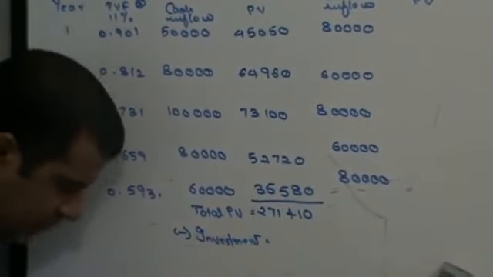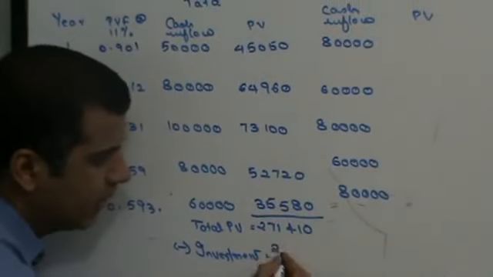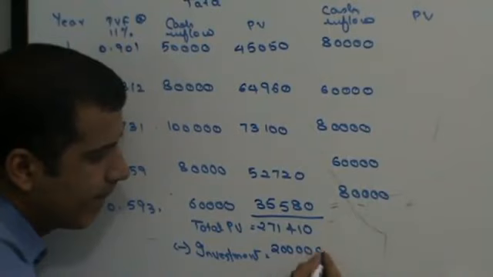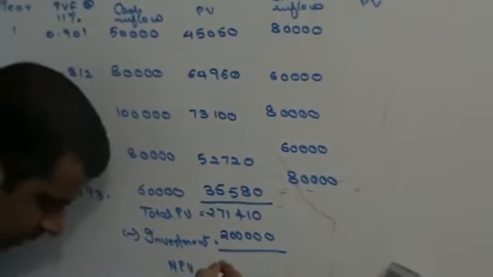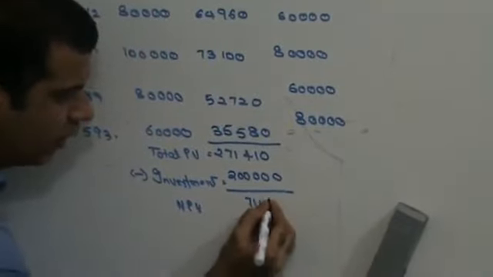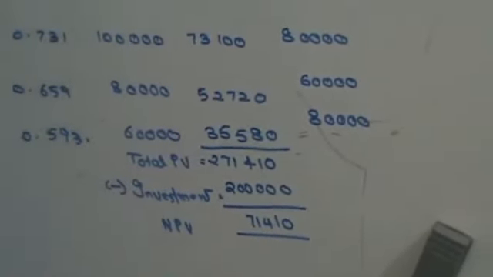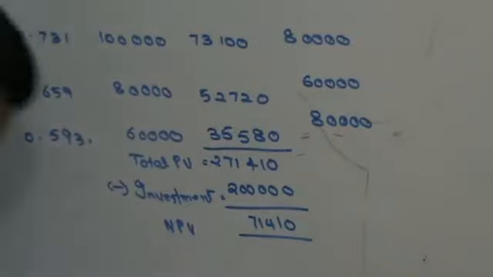The original investment for the first project is 2 lakhs. So your net present value is nothing but 71,410 for the first project. Let's see the second project.